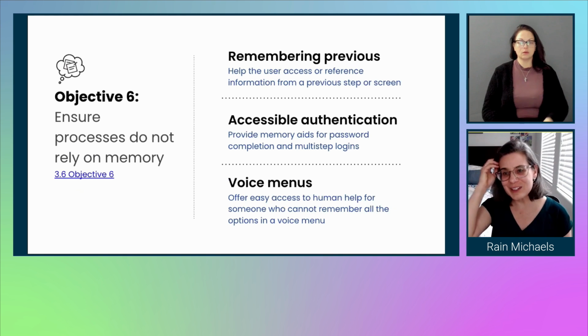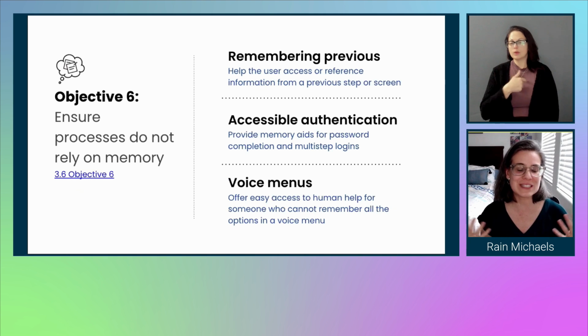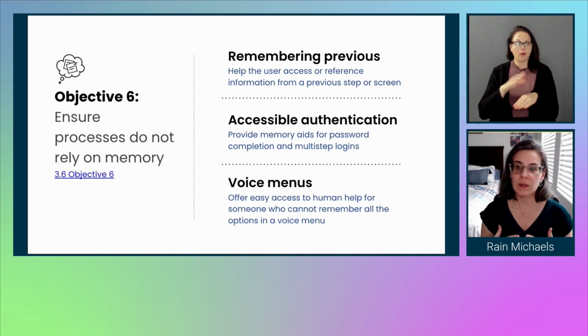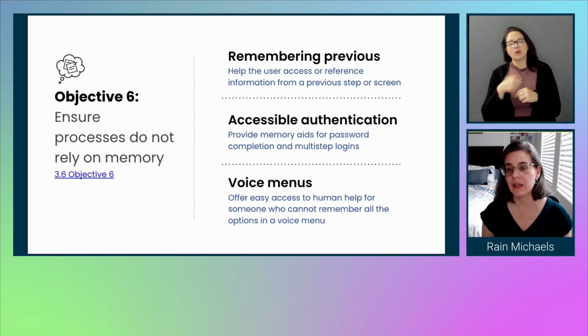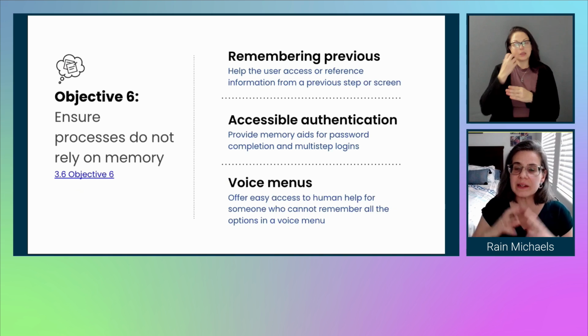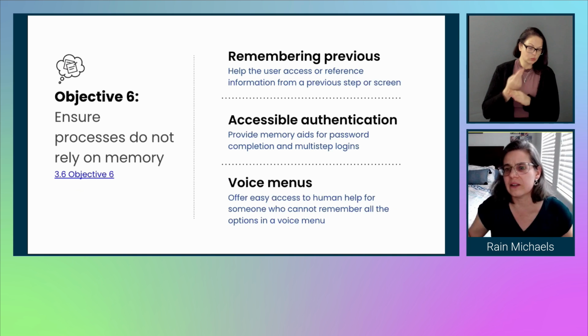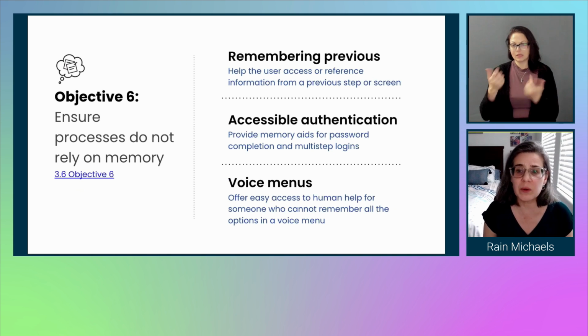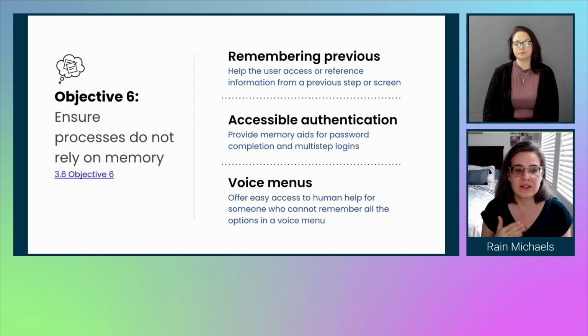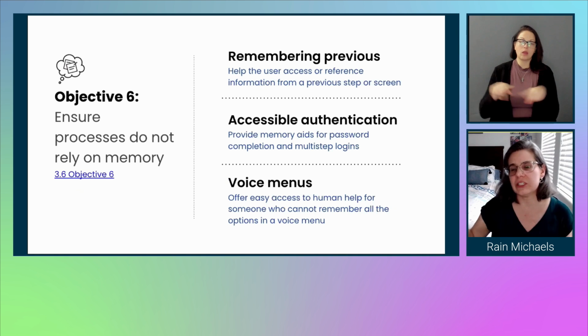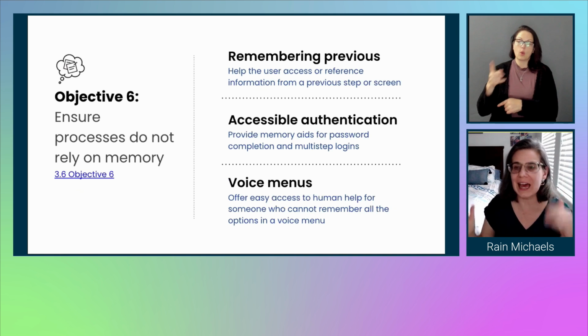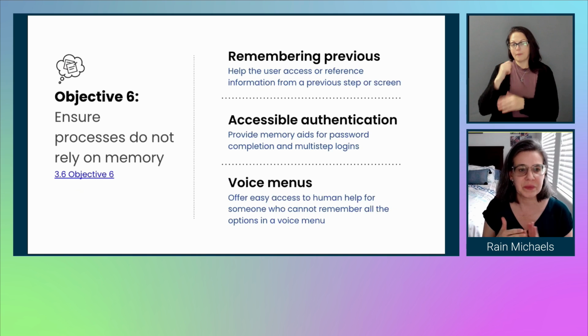So I think we've talked about a lot of these in other contexts, but Objective 6 is all about ensuring processes do not rely on memory. We cannot trust our users' memory because there are so many other things competing for it. So really build that into the interface. Don't force the user to have to use something that everything else is also trying to use. Help them remember what they just did. Help them access or reference information from a previous step on the screen. For example, for Kwame, let him know what he just added to his shopping cart so that he doesn't have to use the back button in order to figure it out.